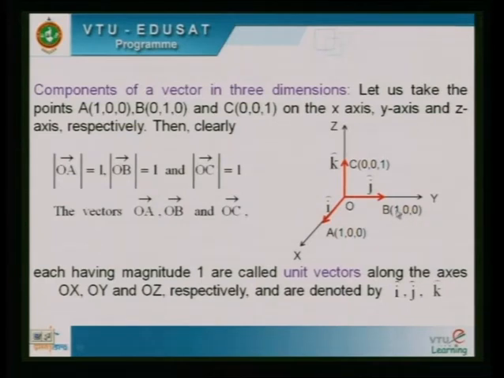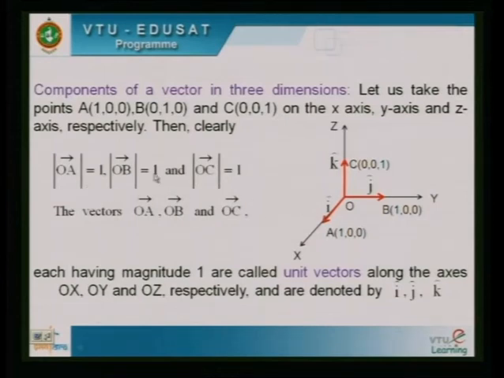Here it is printed as 1, actually it is wrong, it should be 0, 1, 0. And similarly, you can take a point on the z axis. Is it clear? You may call it C, 0, 0, 1. X is 0, y is 0, z is 1, right? On the x, y and z axes.